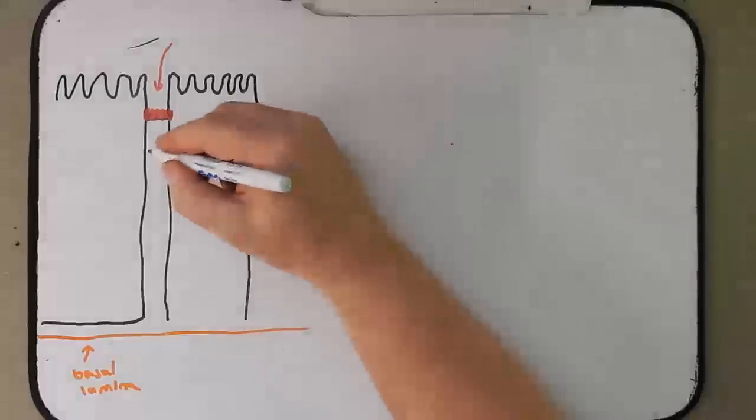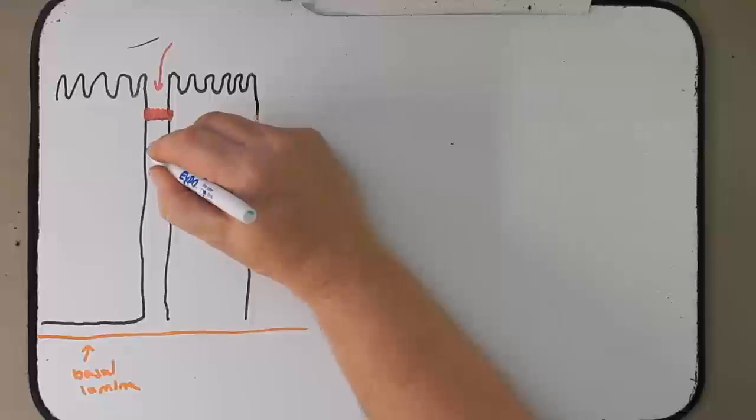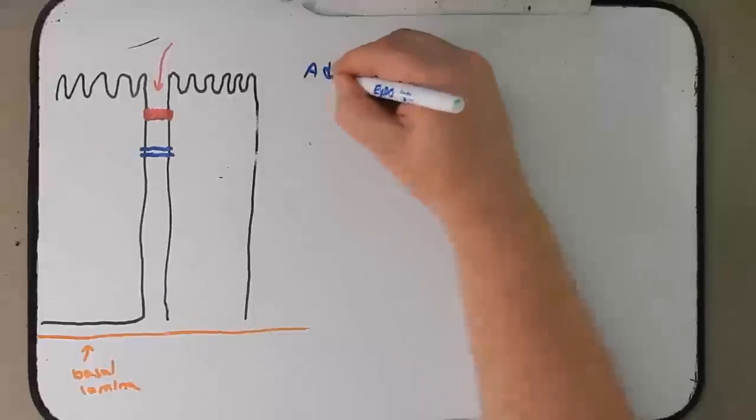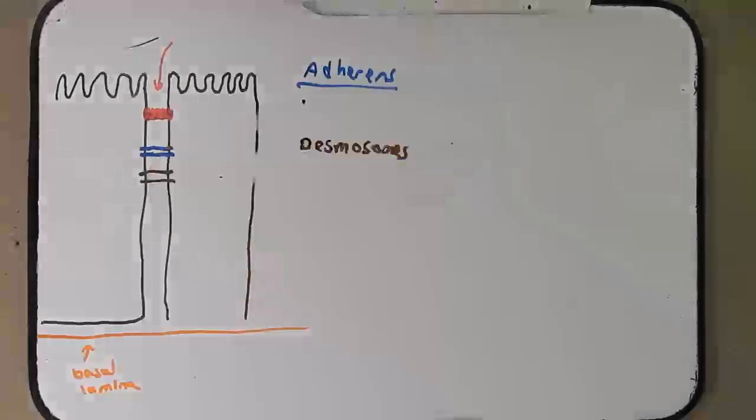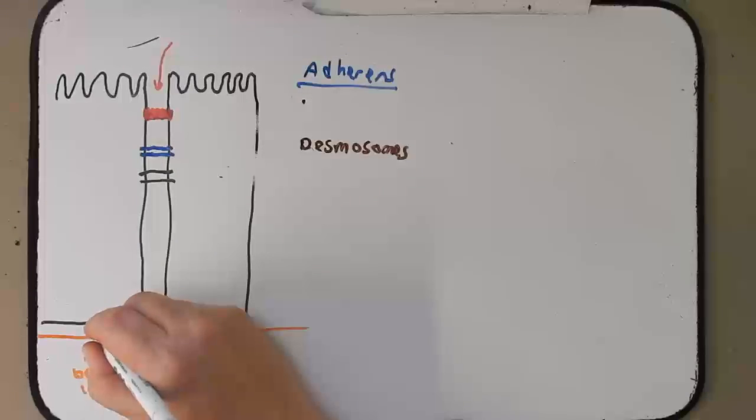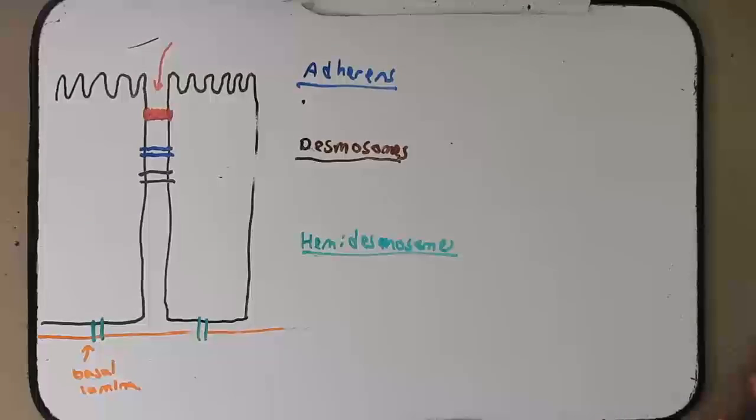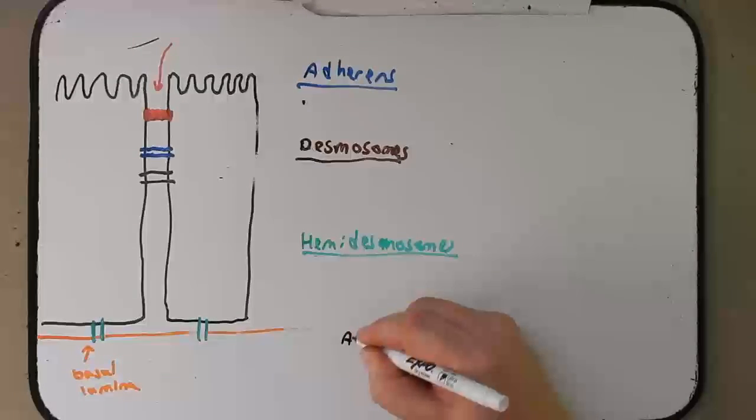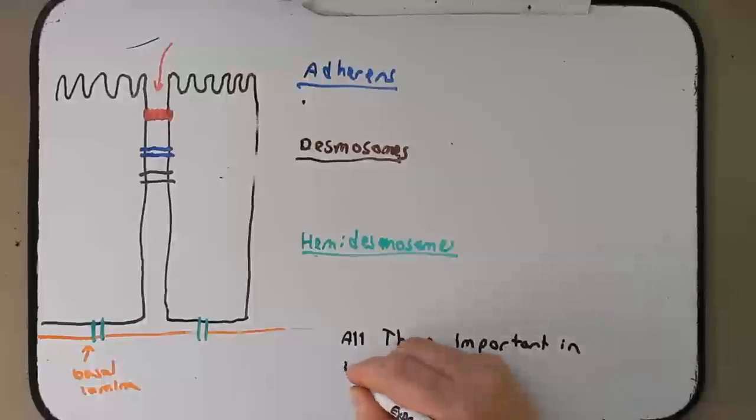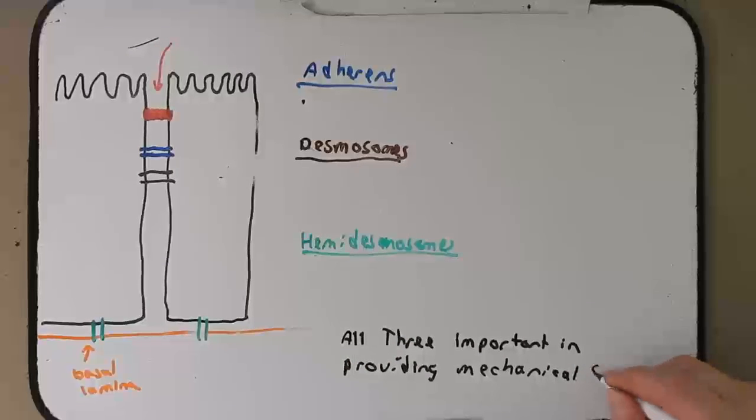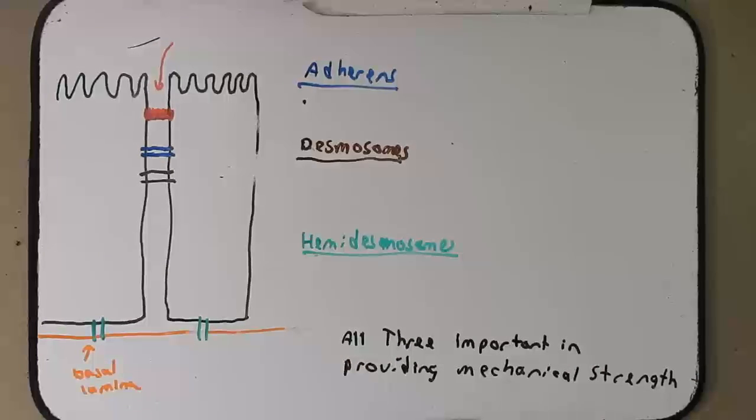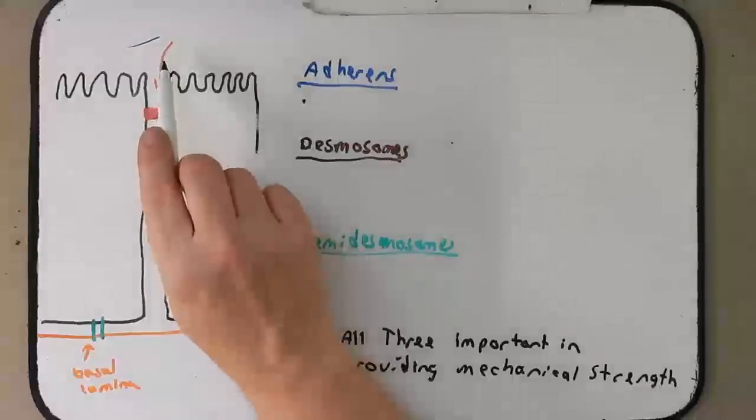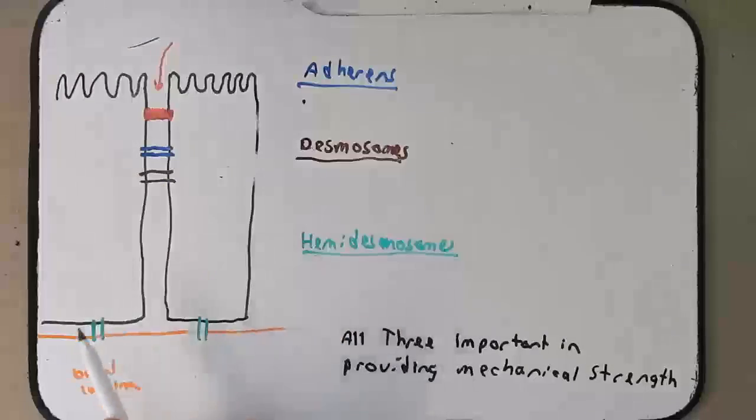The next several I'm going to talk about together. They include the adherens junctions, desmosomes and the hemidesmosomes. All three of them are important in providing mechanical strength. So I'll write that one down here. All three in providing mechanical strength. They hold the cells together in a way that's different than the tight junctions. The tight junctions' whole purpose is just to prevent movement between the two cells. These other junctions hold the cells tightly together.